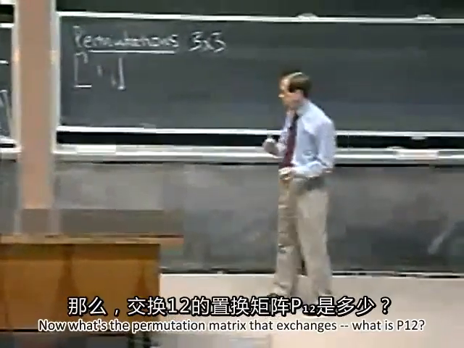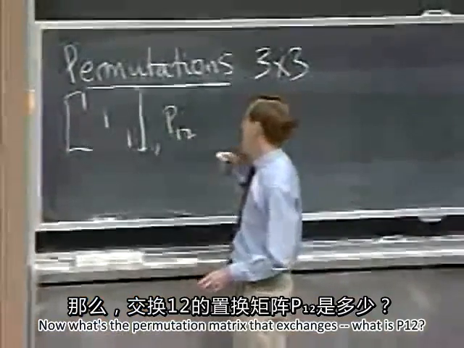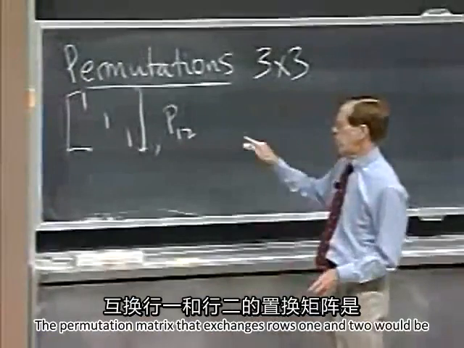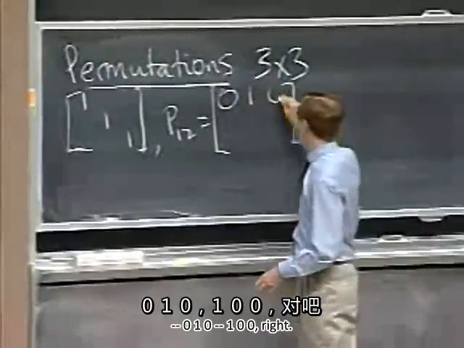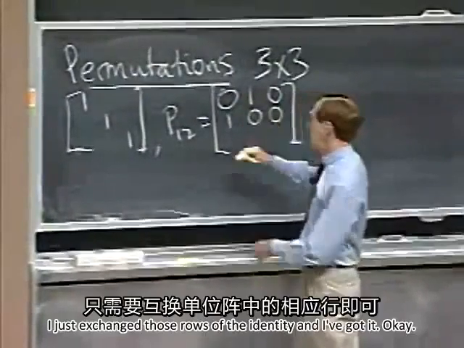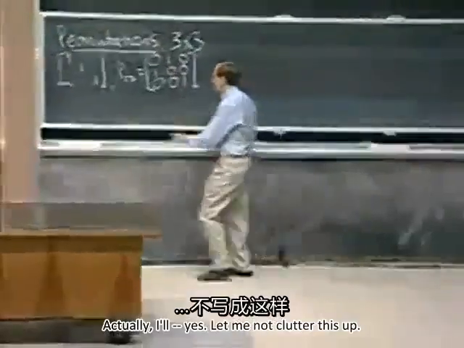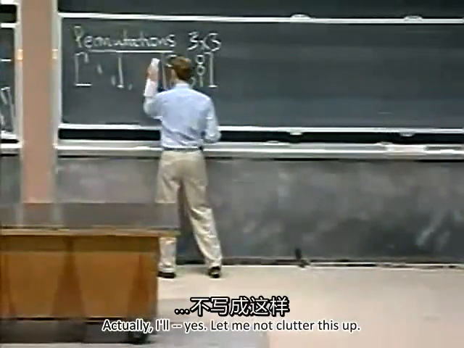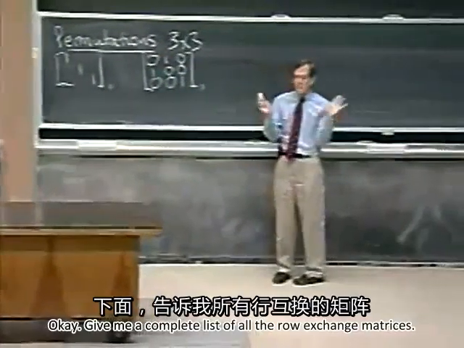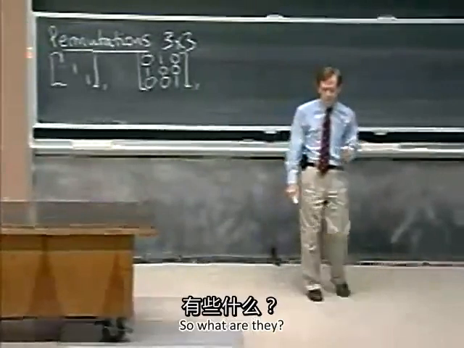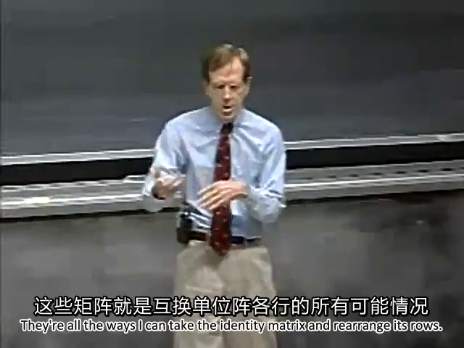Now, what's the permutation matrix that exchanges? What is P1,2? The permutation matrix that exchanges rows 1 and 2 would be 0, 1, 0, 1, 0, 0, right? I just exchanged those rows of the identity, and I've got it. Okay, actually yes. Let me not clutter this up. Okay, give me a complete list of all the row exchange matrices. So what are they? They're all the ways I can take the identity matrix and rearrange its rows.